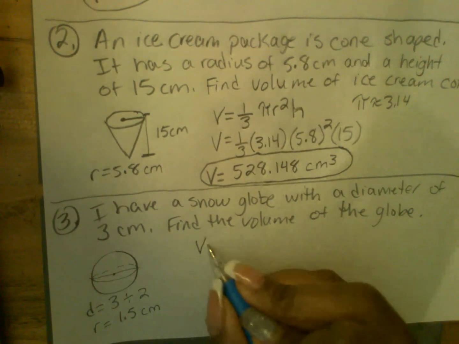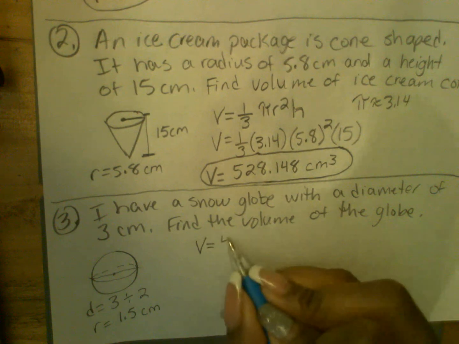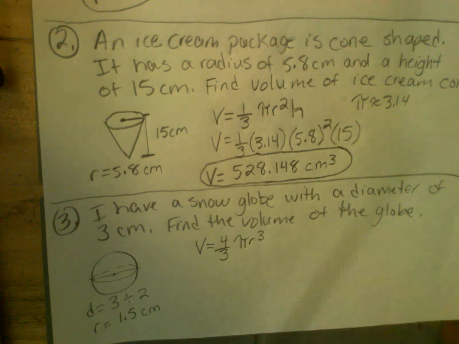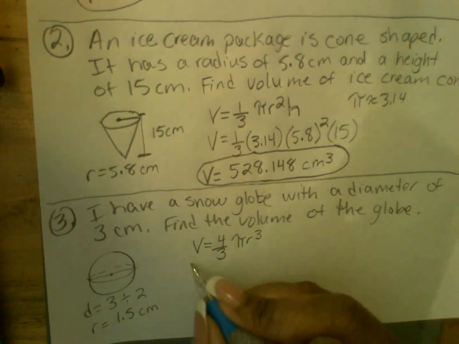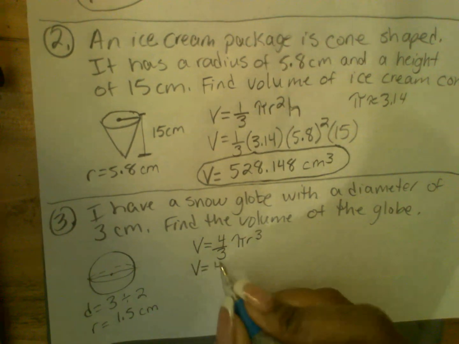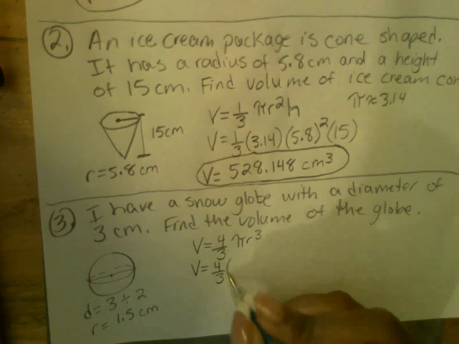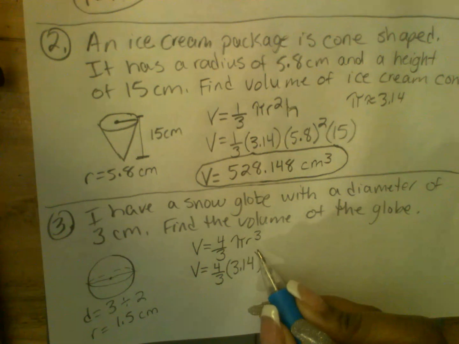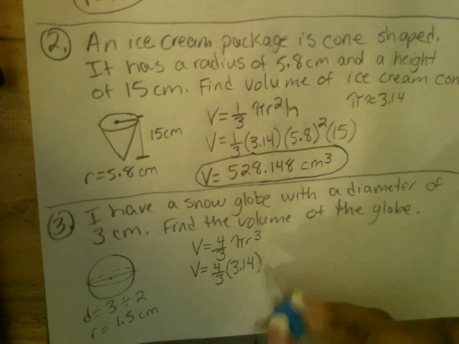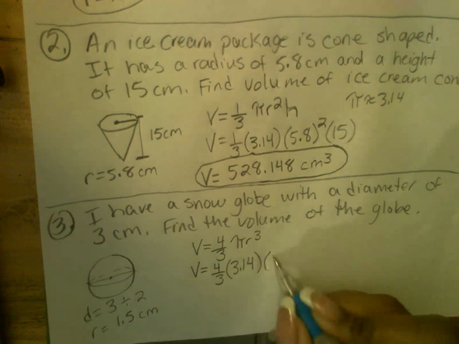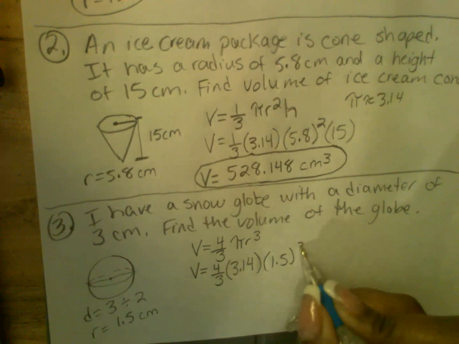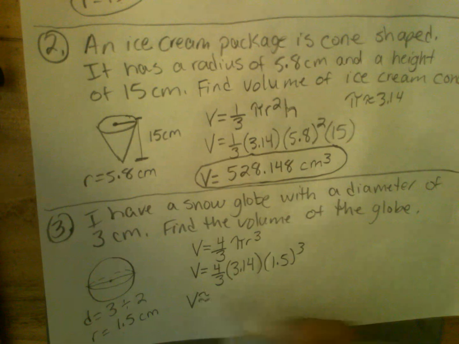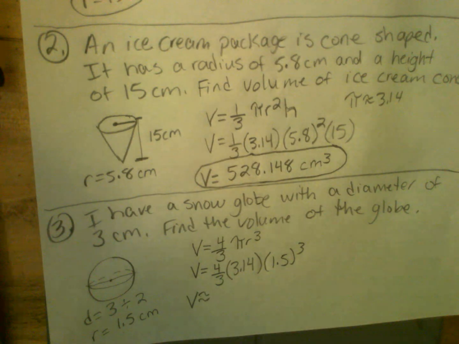The formula for volume of a sphere is 4 over 3 pi r to the third power. Okay? So we're going to substitute. We have 4 over 3. Pi is about 3 and 14 hundredths. And we're going to times it times the radius, which is 1.5 to the third power. So now let's type this in and see what we get.